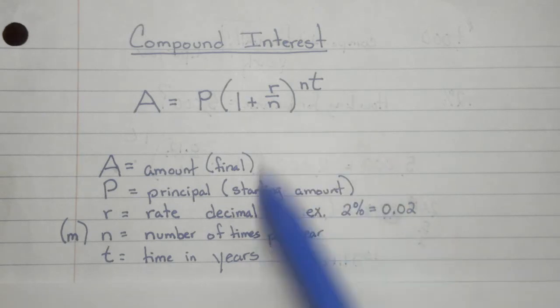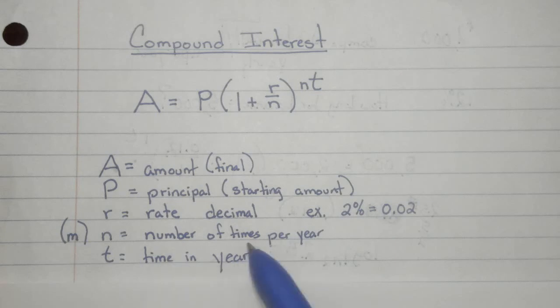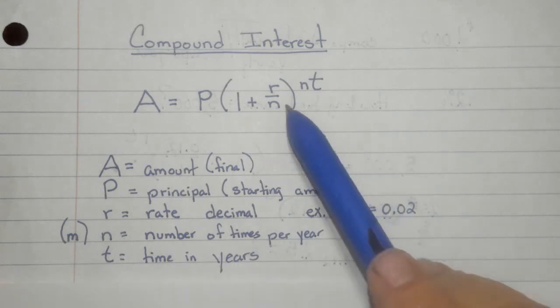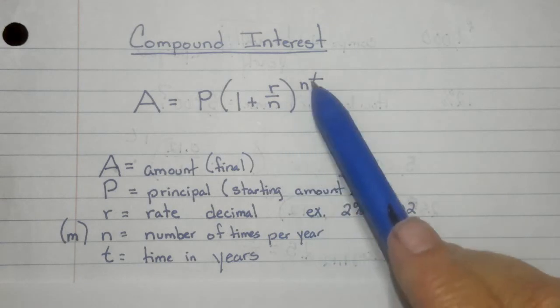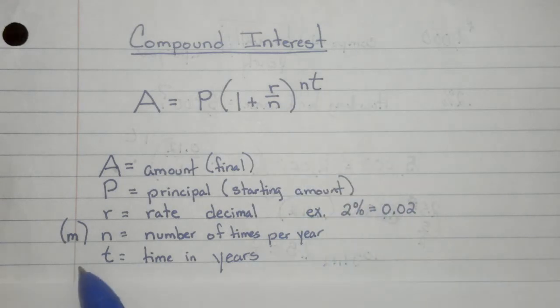Then we have N. N is the number of times per year that our interest is going to get compounded. And notice the letter N appears in 2 different places in our formula. Now over here on the side I put M. In the dual credit textbook, they use M instead of N. So I just wanted to put that note in there. For those of you taking dual credit, if you see a letter M instead of an N on the test, it represents the same thing.